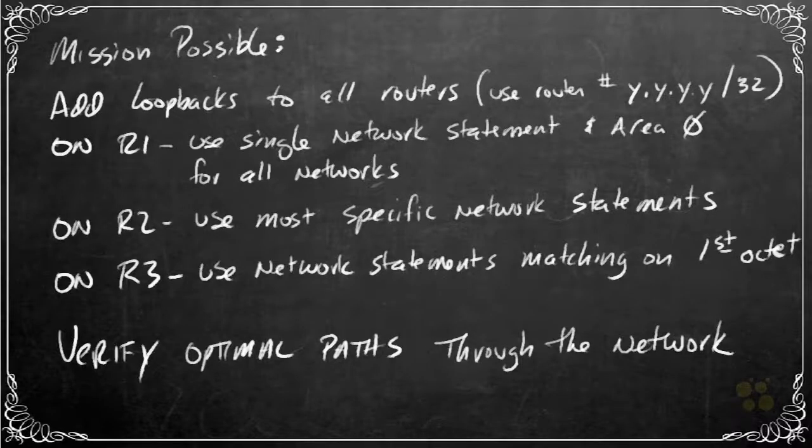And here's the list. So we want to add loopbacks to all routers using the router number YYYY/32. That means that if we're on R1, we'd create a loopback of 1.1.1.1 with a 32-bit mask. For the loopback, R2 would be 2.2.2.2, etc. Great, we can do that.